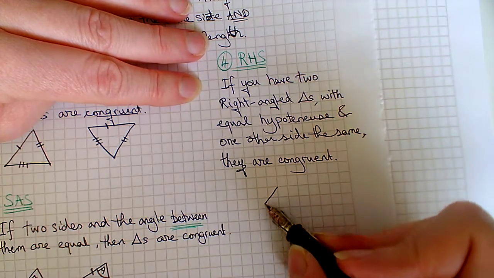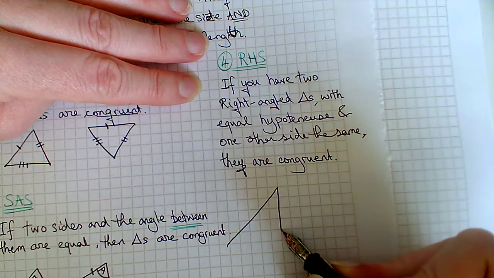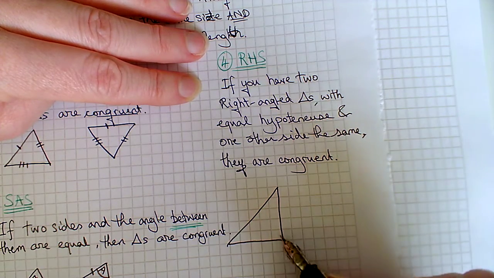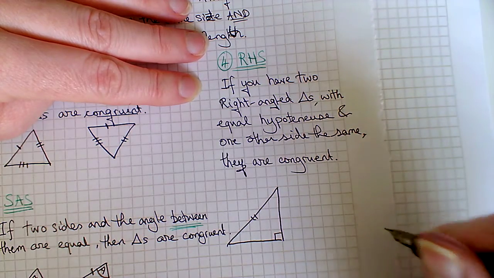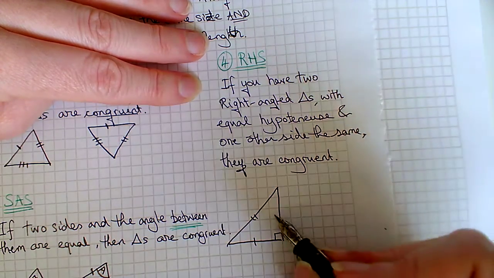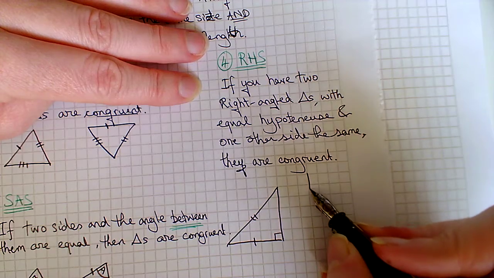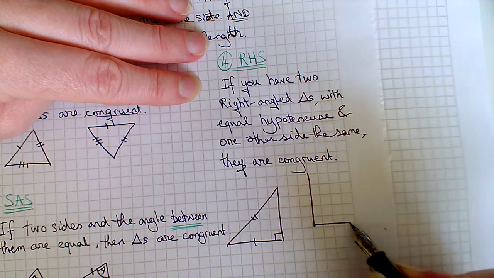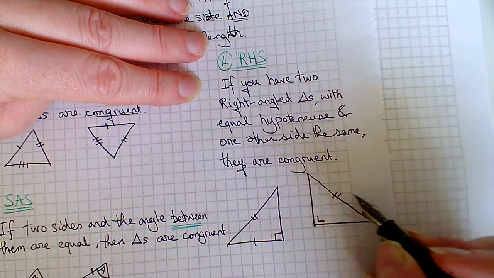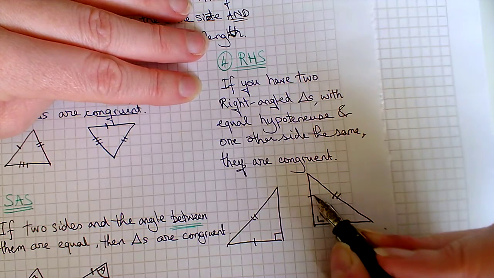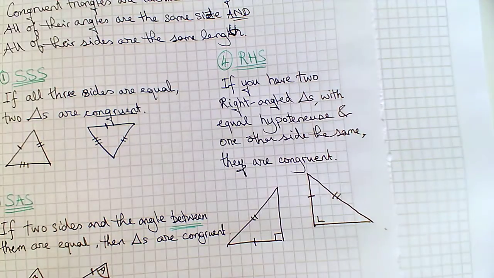So if I have a right-angled triangle like this, I don't need to know the third side, so long as the hypotenuse are the same and one of the sides is the same, they must be congruent.